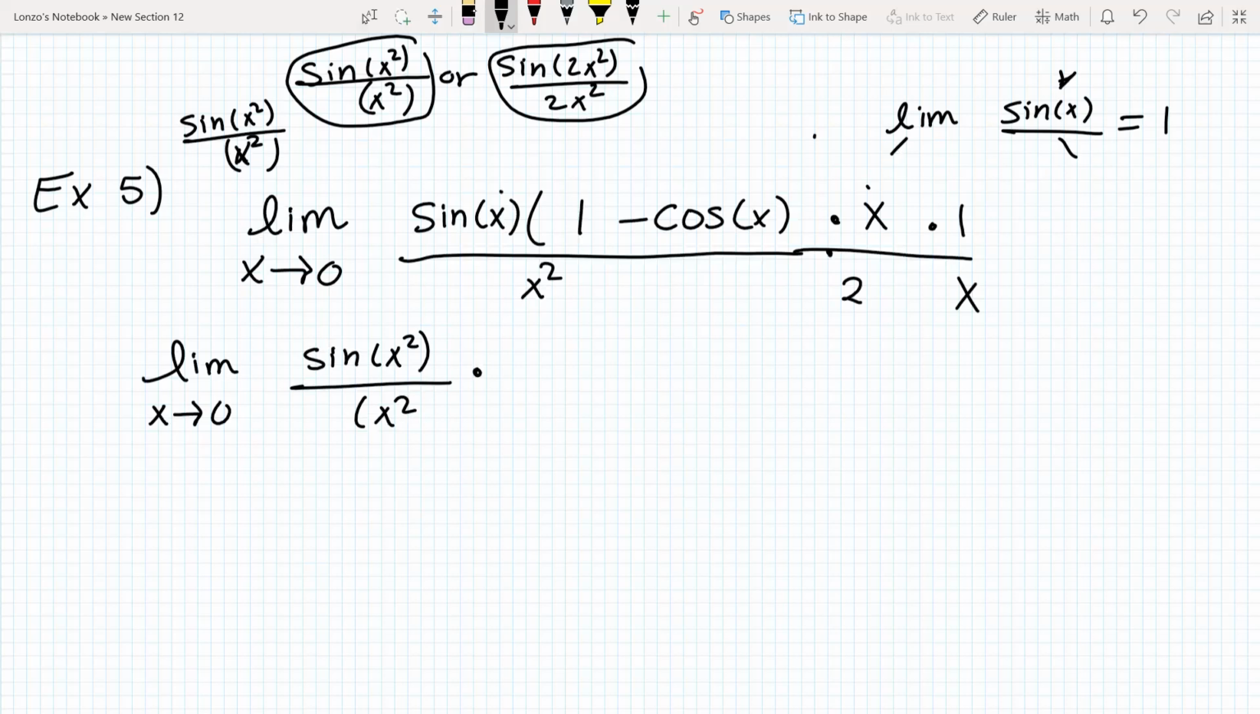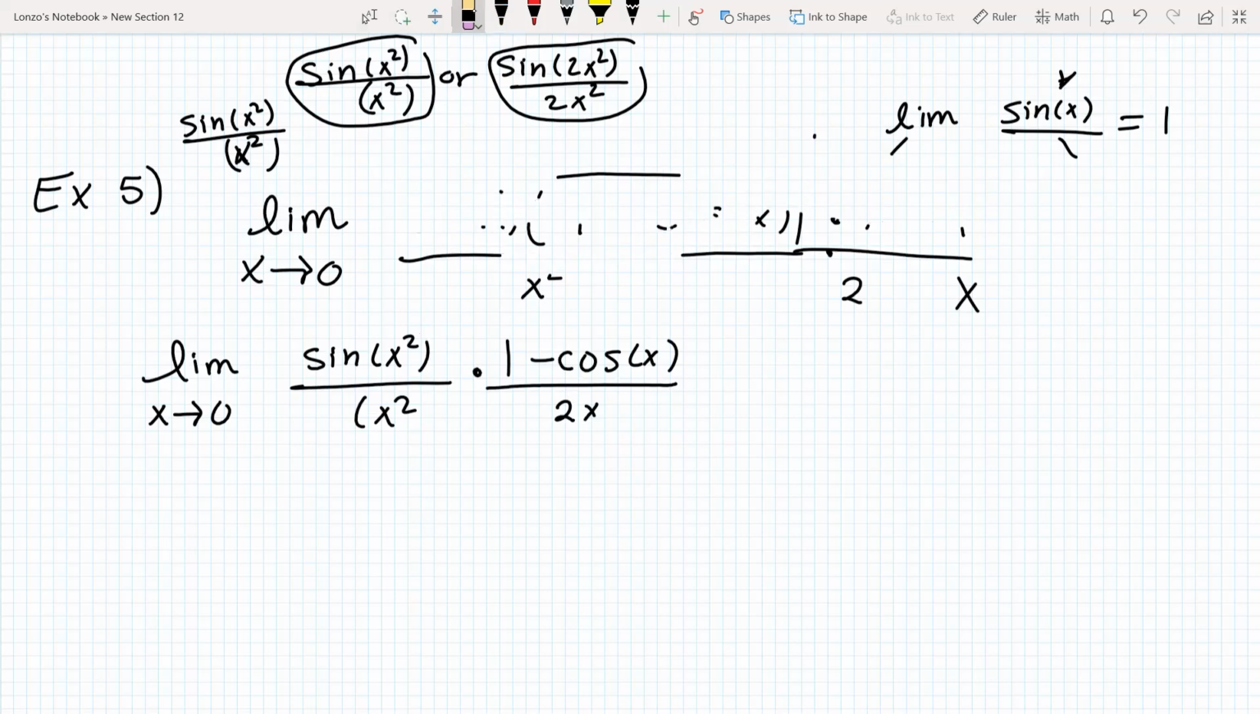And then this would be 2x. Nope, that won't work. Okay, one more time.